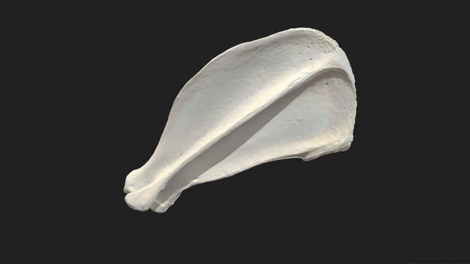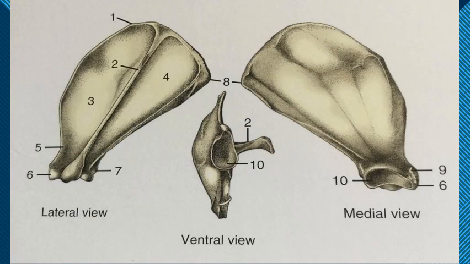Today the topic of our discussion is the anatomy of the scapula of the dog. Scapula is a flat bone which is roughly triangular in shape. It has two surfaces, one is the lateral surface and the other one is the medial surface.